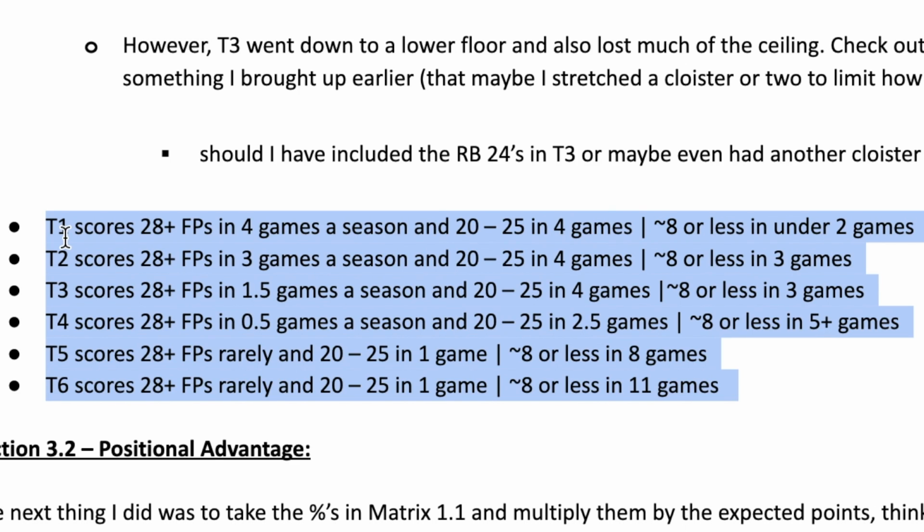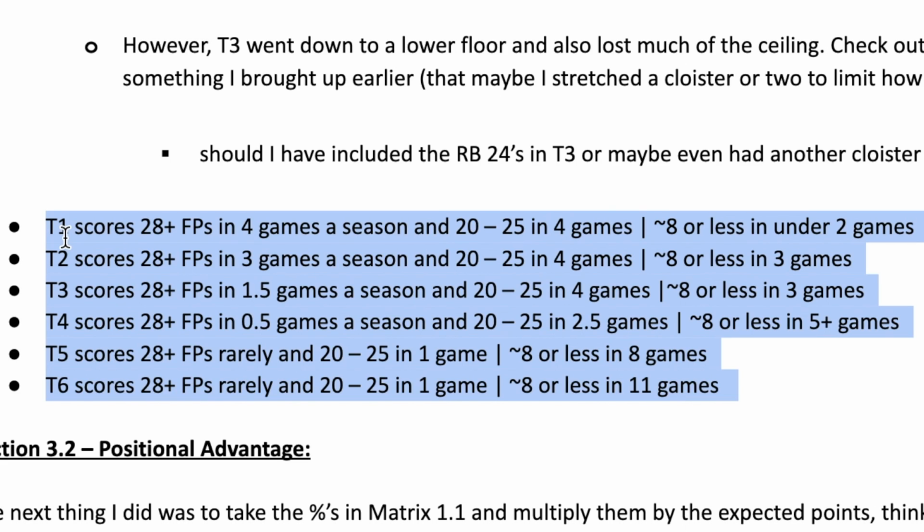And then looking at tier 3, most of your starting running backs, we're looking at 1.5 games in a season where they're going to really get you those big boom games. And then the good, still solid boom games of 20 to 25 points, you can expect that to happen in 4 games. You can expect roughly 8 fantasy points or less in 3 games, just the same as for the second tier. So once again, our ceiling is being shaved off. But as far as really bad games, or even solid, still boom-y games, it was still right there with those starters.